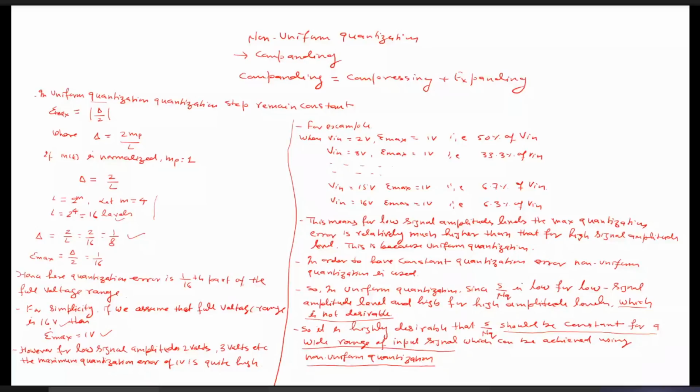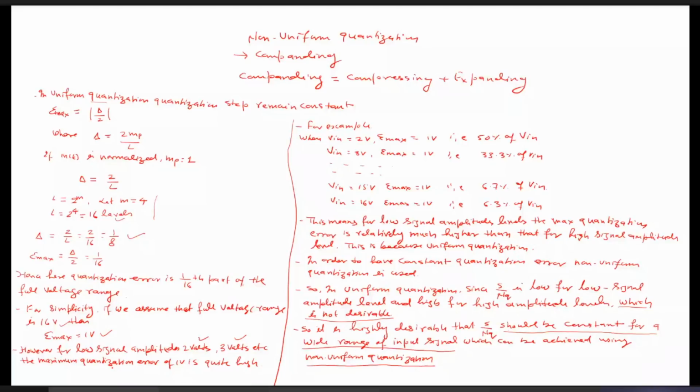But in the uniform quantizer, this quantization error remains constant, because this quantization error ultimately depends upon the delta only. So this quantization error remains constant throughout the quantization process. So what will happen? In place of considering this 16 volt, at the lower value of the amplitude, like 2 volt, 3 volt, if we say that the quantization error is 1 volt, it means that it is quite high, which is not preferable at the low amplitude.